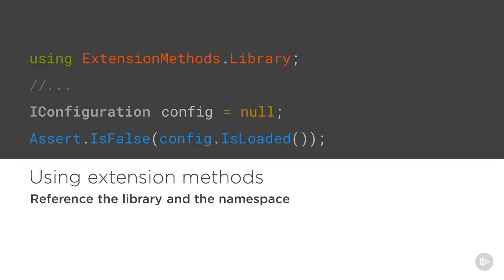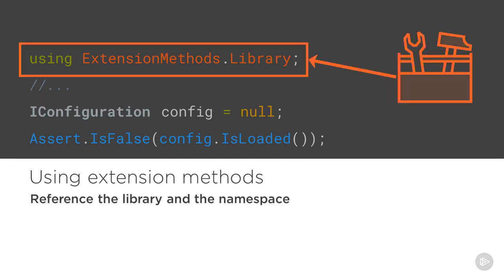You use an extension method by adding a reference to the assembly that contains the sponsor class in your project, and a using statement for the namespace of the sponsor class. The tooling can help with that. VS Code and Visual Studio can add the using statements for you.